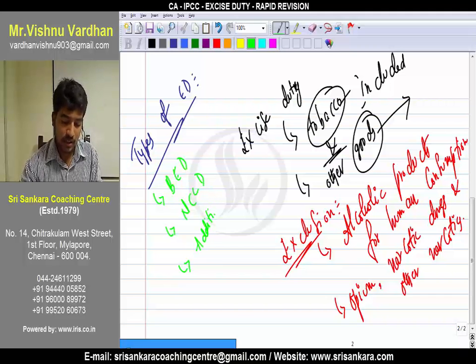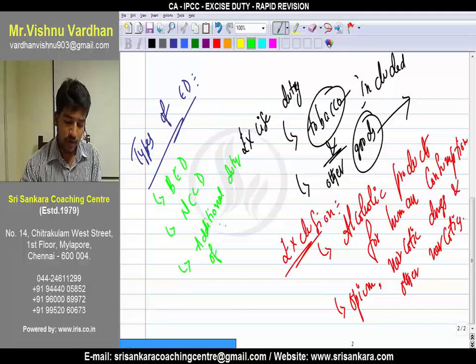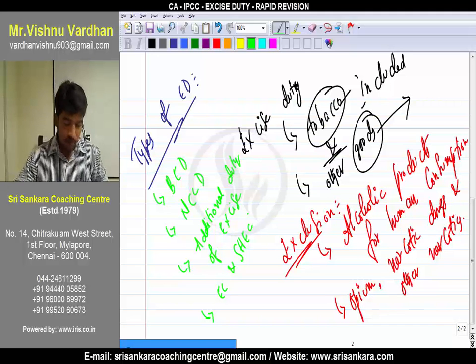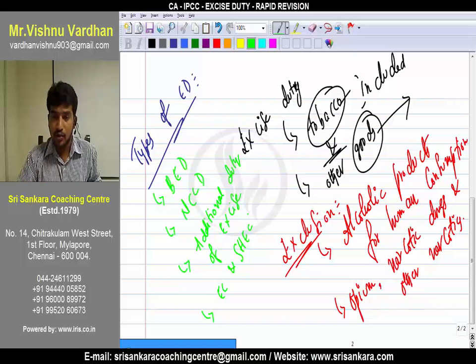Second one is NCCD. Next, third one is additional duty of excise. Next, EC and SHEC. That's a different story. So actually, there are four types of excise duties which are existing right now in India. So what are they? First one is BED. That is nothing but basic excise duty.